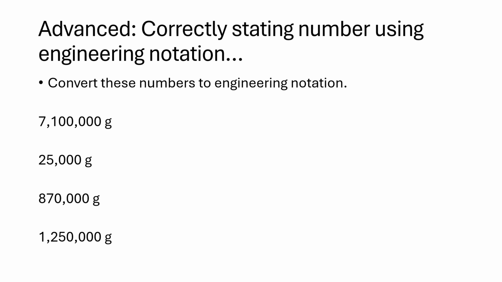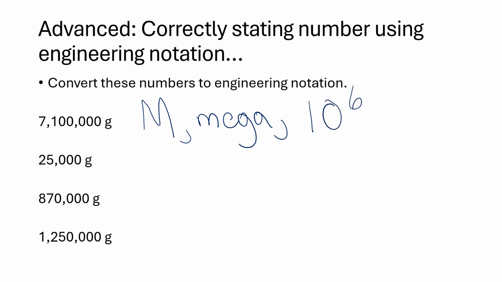The one thing you have to know for engineering notation is the powers of 3. On slide 39, week 1, it shows you the powers that you need to memorize. Those include mega, which is 10 to the 6, kilo, which is 10 to the 3rd. Those are the only positive ones you need to know.